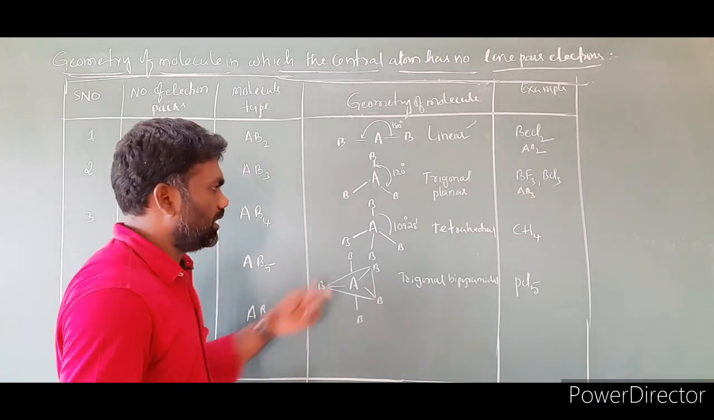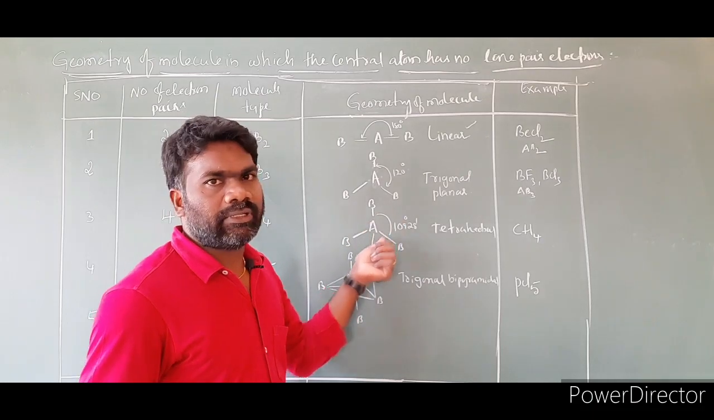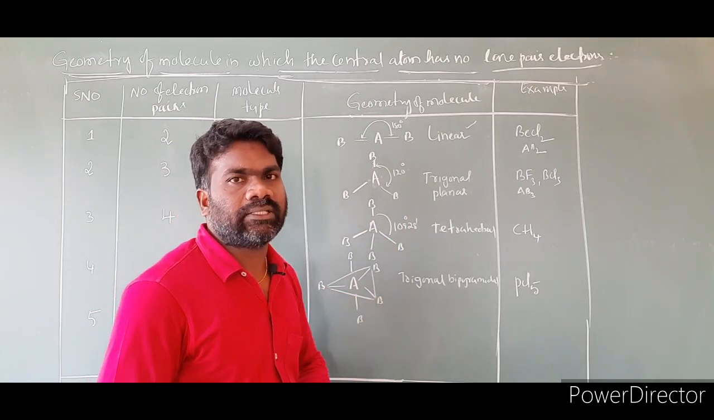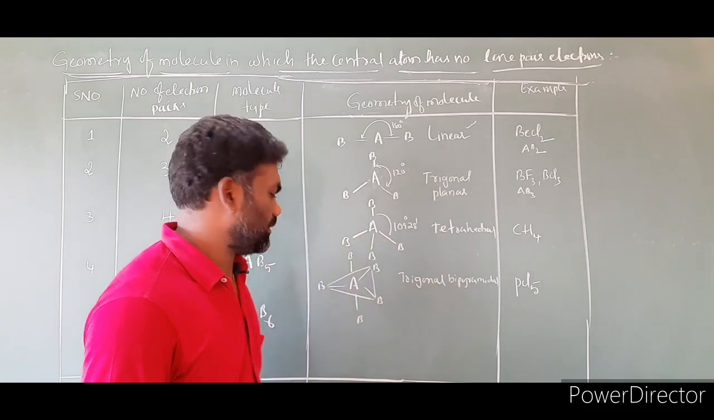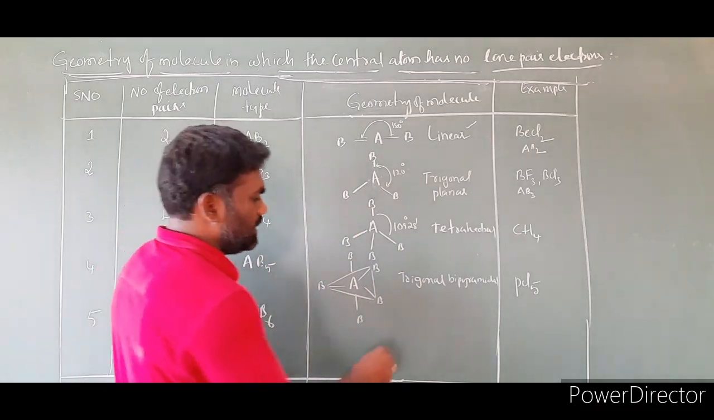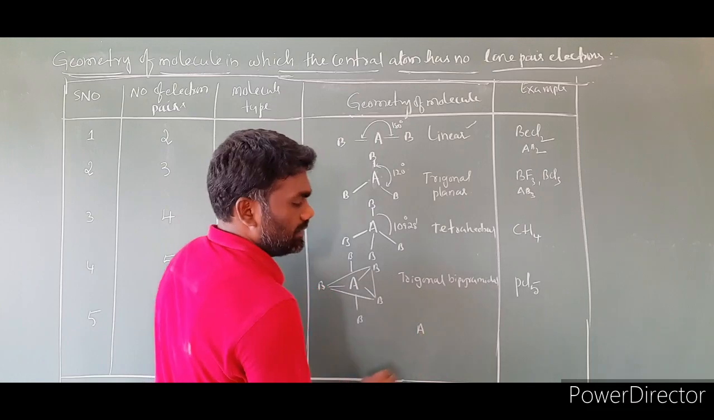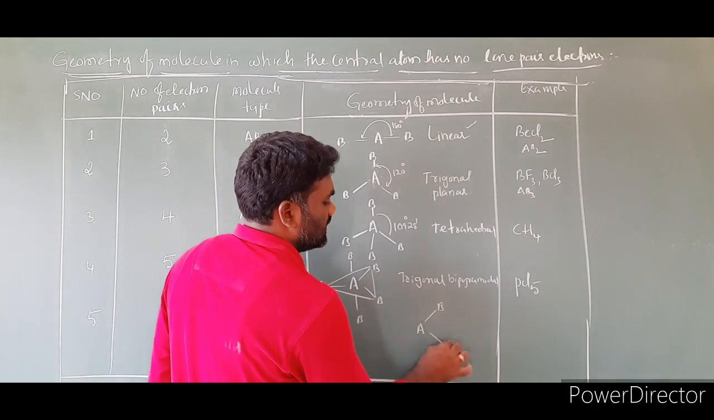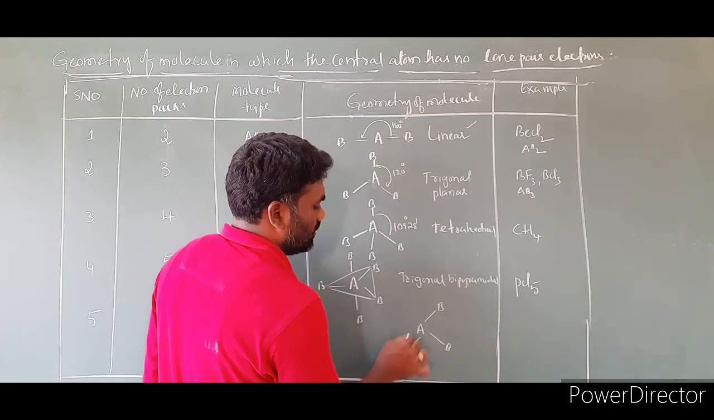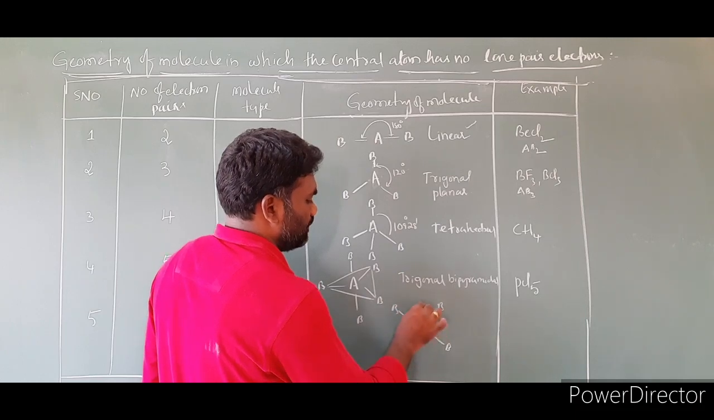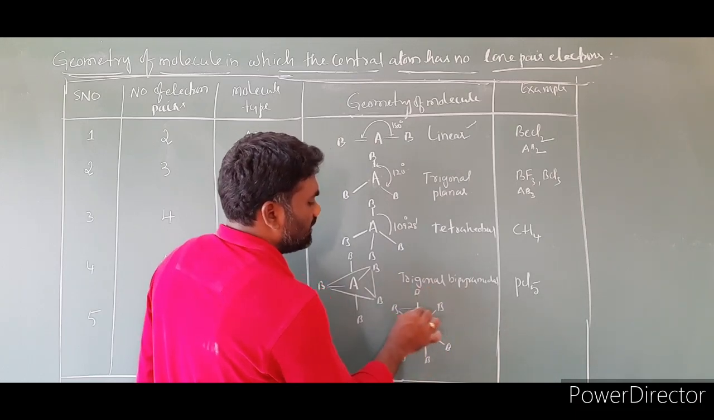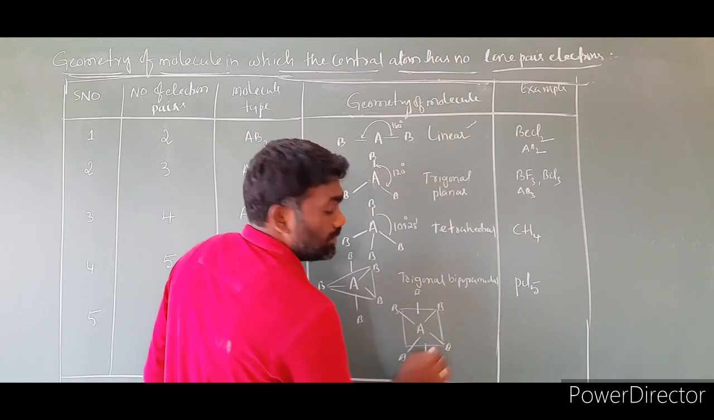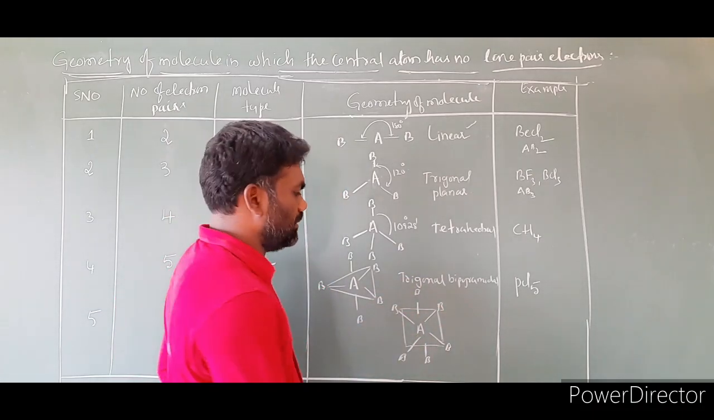Then this will be taken as AB6, isn't it? Of course, you will get these molecules in the further classes, where we will discuss in detail the exact structure of these molecules. For AB6, I am taking A at the center, this is the second B, the third B, the fourth B, the fifth B, and this is the sixth B. These four B's are in one plane, one is above the plane and one is below the plane.